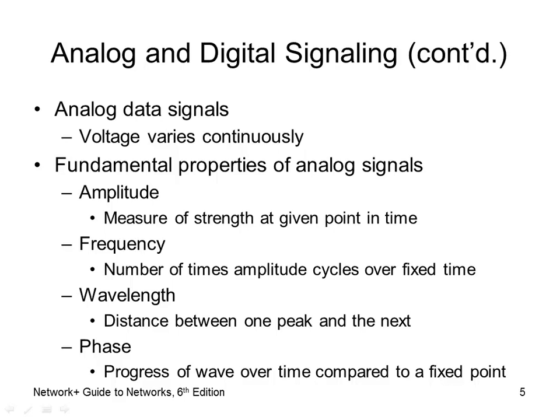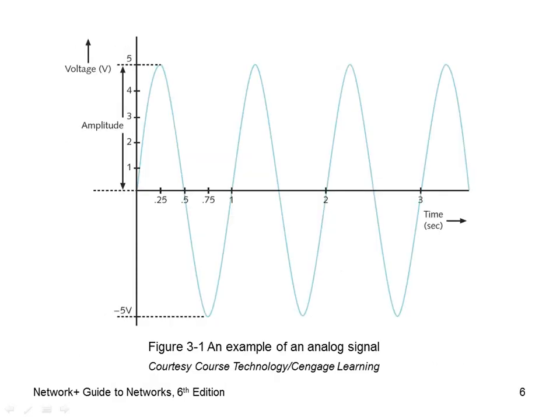Amplitude is the measure of strength at a given point in time. Frequency is the number of times the amplitude cycles. Wavelength is the distance between one peak and the next. And phase is the progress of the wave compared to a fixed point. And there's a graphic coming up that'll explain that. Here is just a typical analog transmission. And you see here we've got a peak amplitude is from the middle to our positive point or going the other way down to our negative.